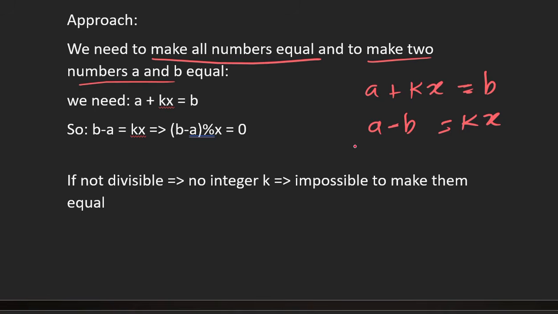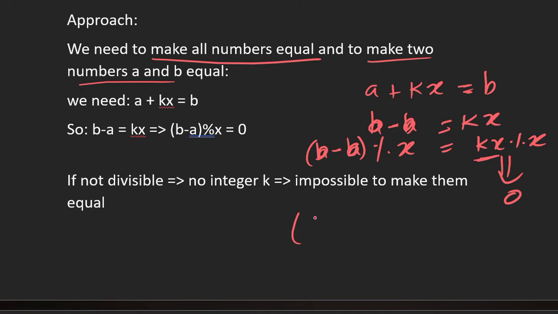So if we take modulo on both sides, so b minus a, not b minus a, it won't affect us. B minus a modulo x, and it will be kx modulo x. So this number is divisible by x, so it will give us a remainder 0. So if you see, b minus a modulo x will become 0.